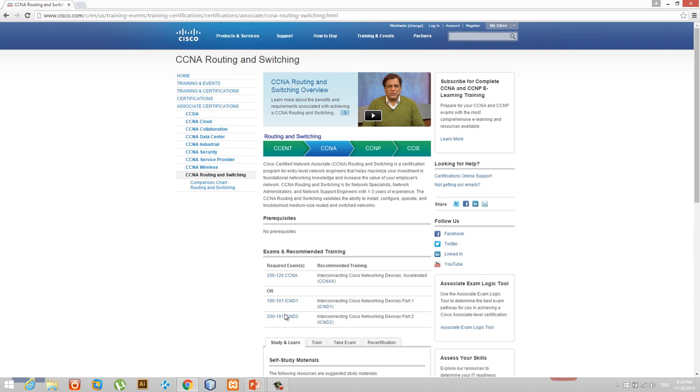Now if you ask about cost, to write this one exam, 200-120 CCNA, Cisco charges you I think $295. And these exams each cost you $150. So basically 150 and 150, that's $300, and this is $295. So it's just $5 extra. But it's easier, especially for someone who's doing Cisco exams for the first time. It's much easier to manage an ICND1 first and then an ICND2 rather than going straight and doing the CCNA. But it's up to you. It's your choice what you want to do.